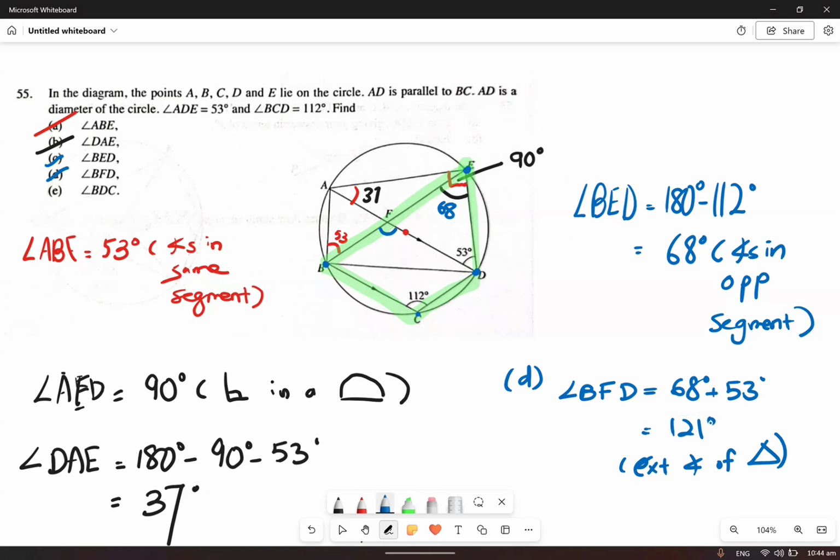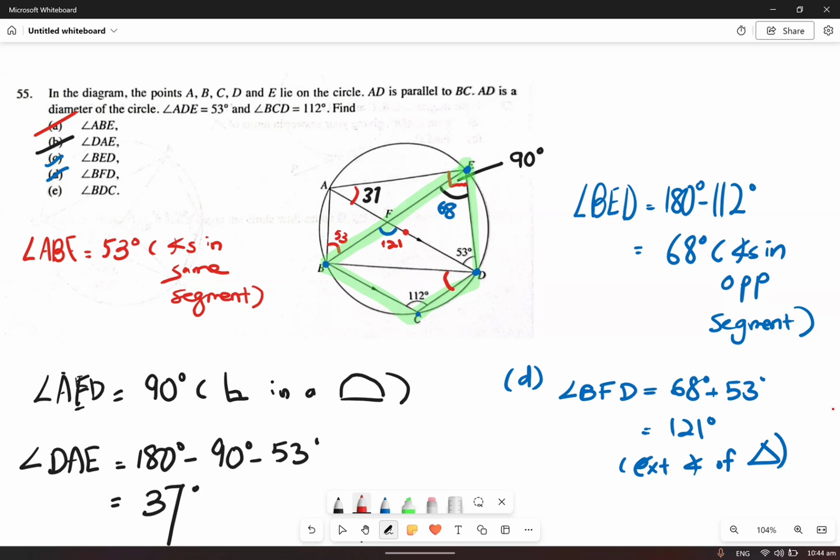Can you understand or don't understand? Okay, so this is 121. Make sense or don't make sense? Okay, so then the next one I want to find is BDC. Where's BDC? BDC is this part over here. Can you see that? Okay, find whatever you can find first.